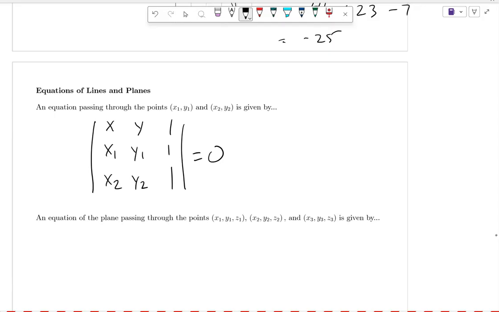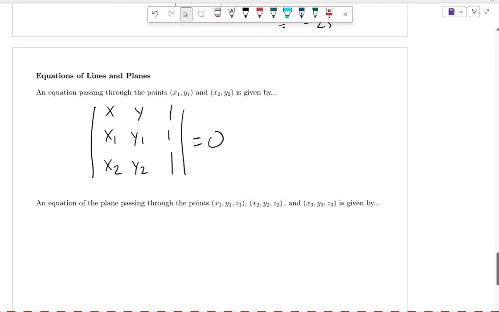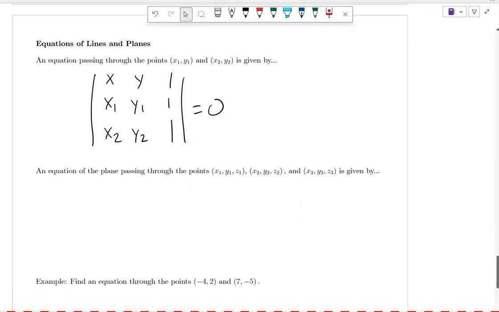And again, all we're using there is the concept that if I put in some value for this x and this y, I better not get any area. They all better be on the same line. We can do the exact same thing for a plane. If 4 points are going to be on the same plane, what would be the volume of the tetrahedron formed by those 4 points? That would be 0, right?